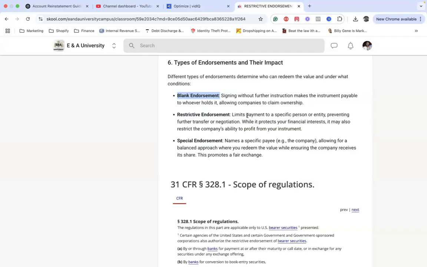Then the restrictive endorsement limits payment to a very specific person or entity, right? Remember what persons means. Persons means companies, corporations, right? Preventing further transfer or negotiation. So there's no real way for them to get around it. It's specified, and as we continue to go over this, I'm going to show you specifically what I mean and how you're limiting where it's going. So while this protects your financial interests, it may also restrict the company's ability to profit from your instrument.